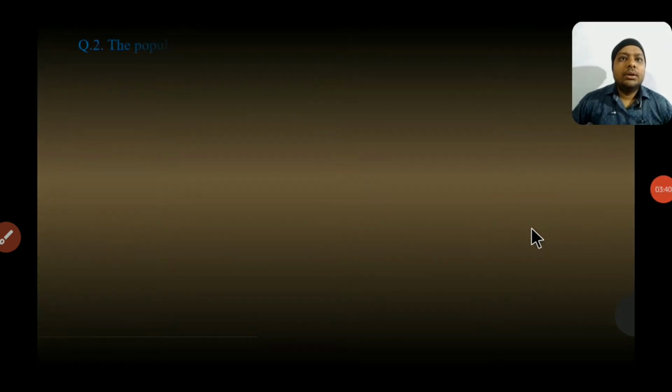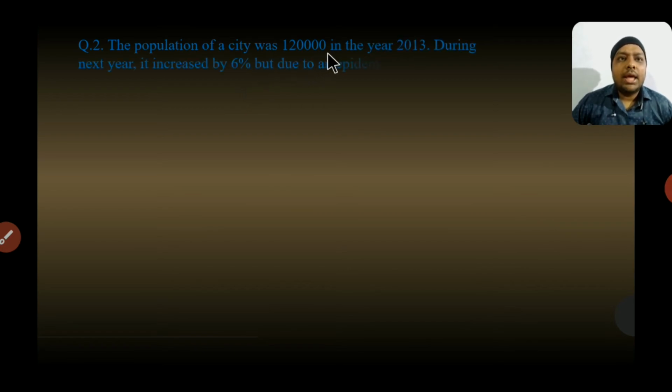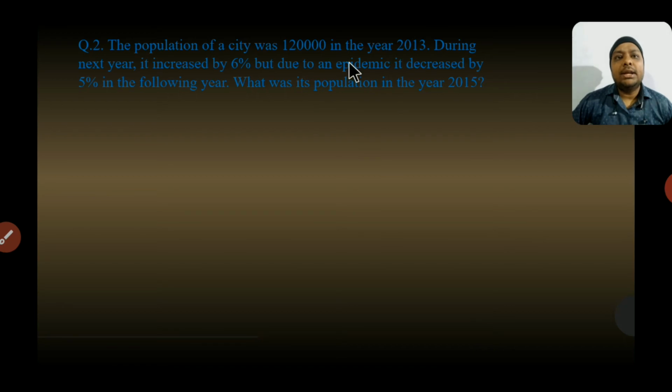Now, the next question: the population of a city was 1,20,000 in the year 2013. During the next year, it increased by 6%, but due to an epidemic, it decreased by 5% in the following year. First increasing, but second decreasing. So, what was its population in the year 2015?